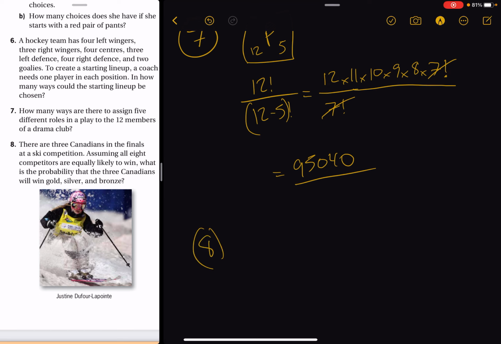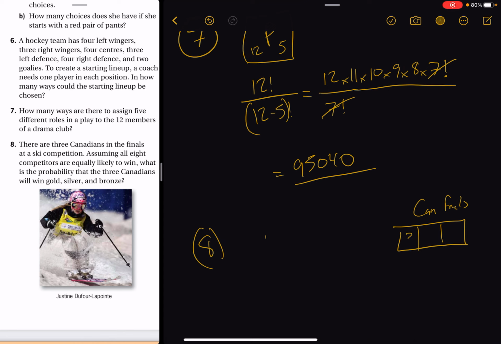Question 8. There are 3 Canadians in the finals at the ski competition. Assuming all 8 competitors are equally likely to win, what is the probability that 3 Canadians will win gold, silver, and bronze? There are 3 Canadians. And what's the probability that 3 Canadians will win?